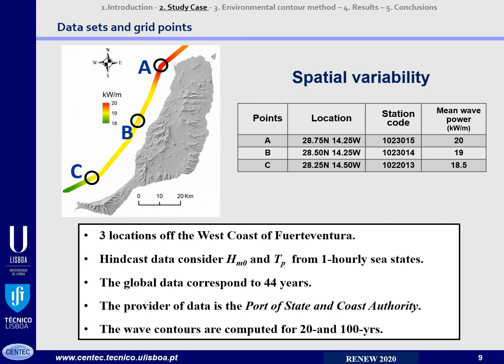The dataset analyzed corresponds to three hindcast points, spatially well distributed on the west coast of Fuerteventura. We will consider significant wave height and peak period for our sea states. The global data corresponds to 44 years of data, and the provider is Puertos del Estado, the Spanish port and coastal authority. The wave contours are computed for 20 and 100 years of return period.